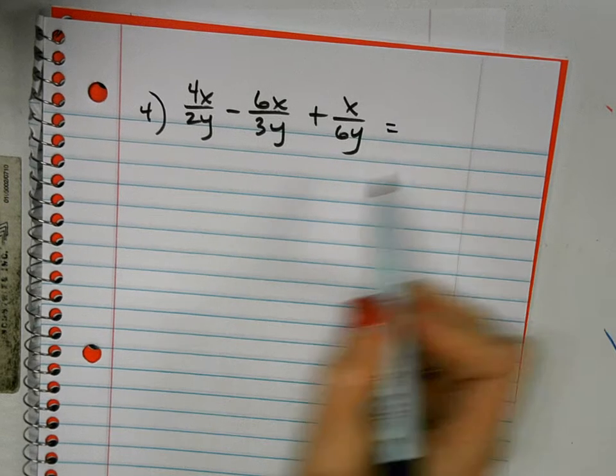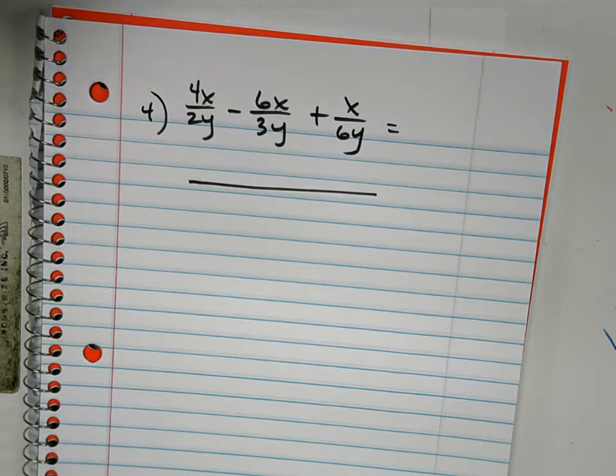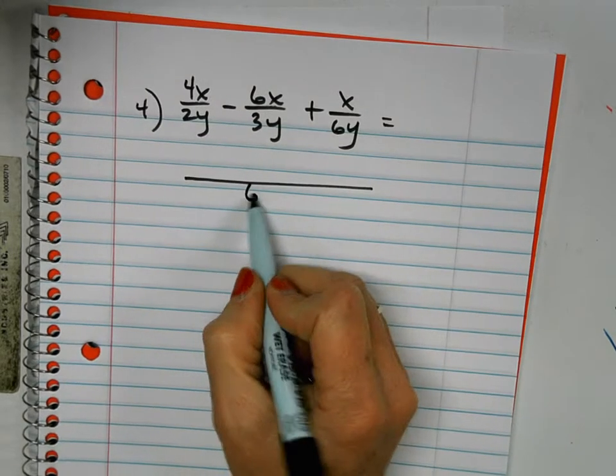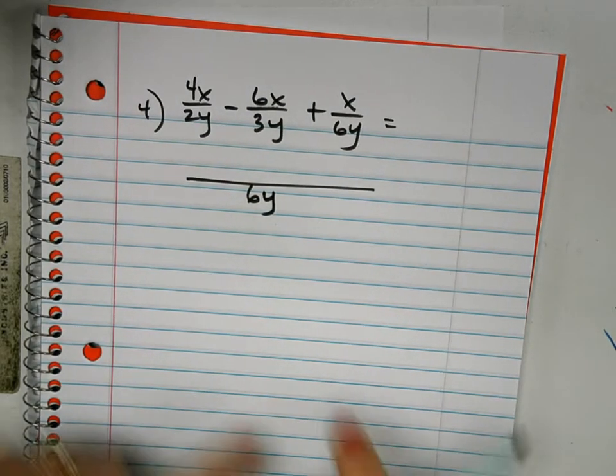All right, so we're going to do the same thing. We're going to set up a big fraction bar. Now, we have to get a common denominator for all of those. Let's look at the number part first. 2, 3, and 6. What's the common denominator for all of that? It's the least common multiple of 2, 3, and 6. 6 is good, right? They all go into 6. And then they all just have a y, so 6y should do it. All right, so let's go to the first thing.